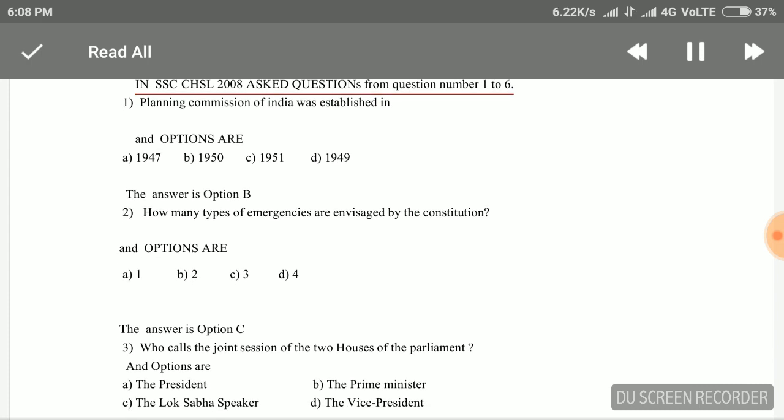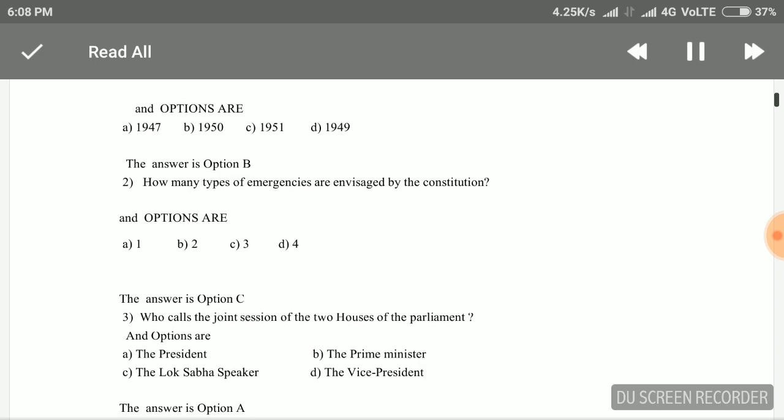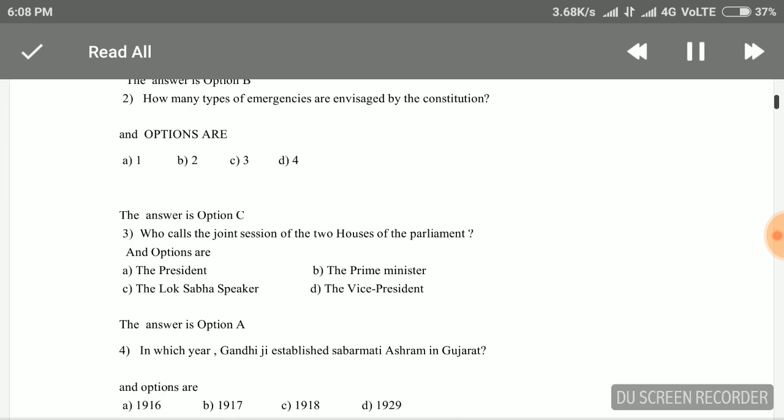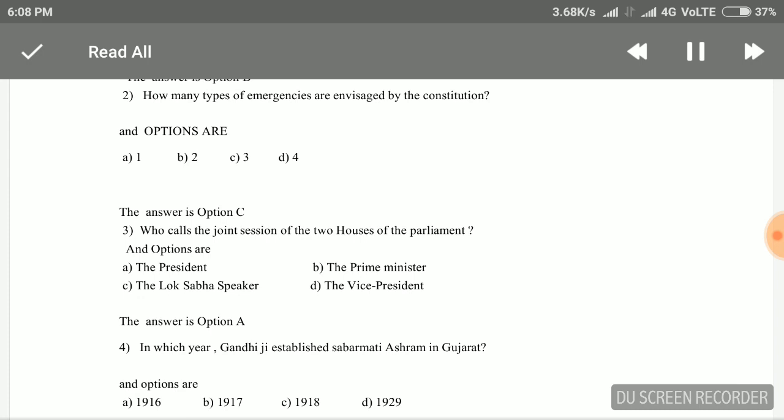3. Who calls the joint session of the two houses of the Parliament? And options are A. The President, B. The Prime Minister, C. The Lok Sabha Speaker, D. The Vice President. The answer is option A.